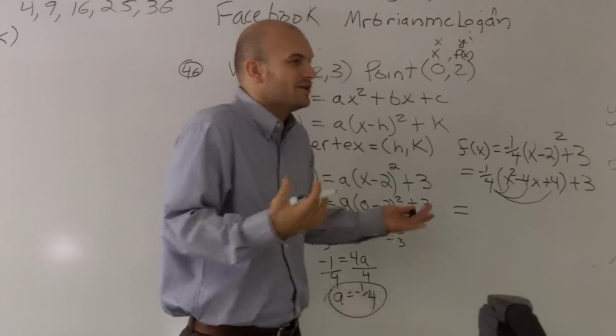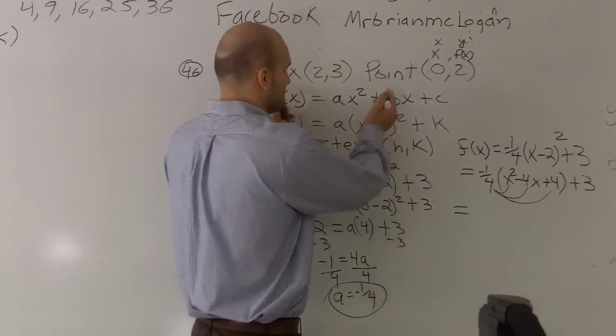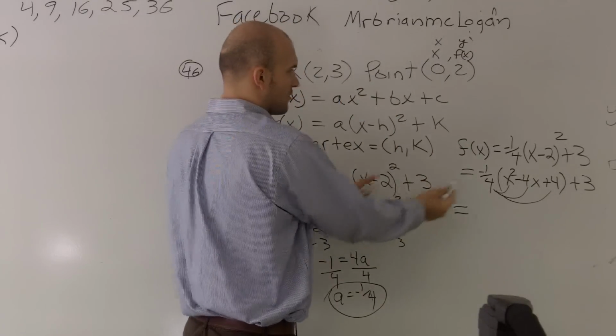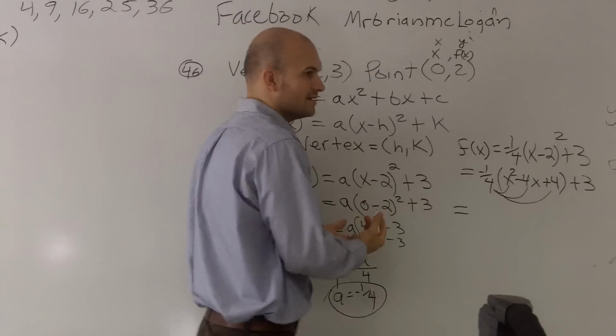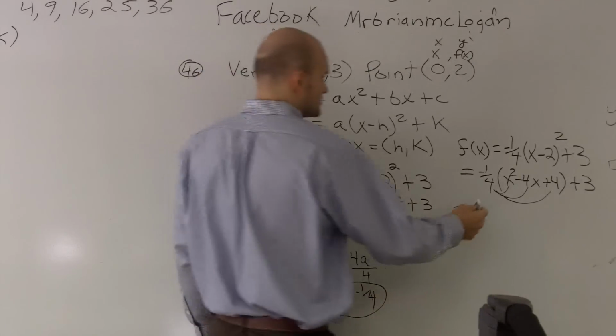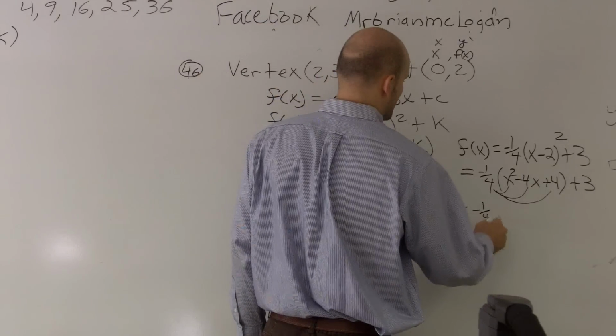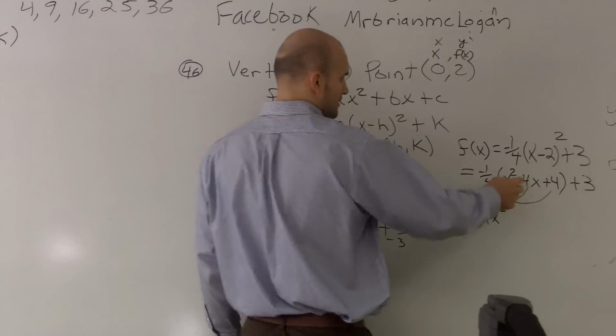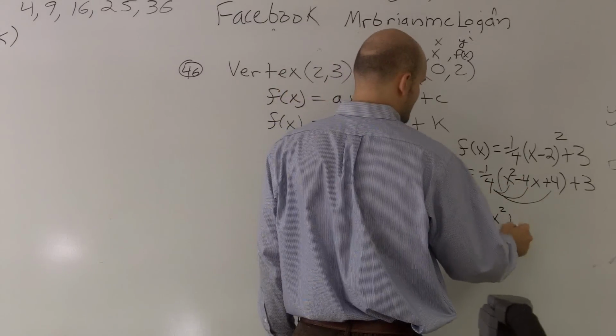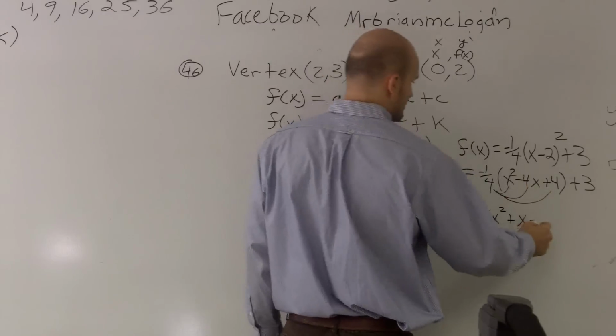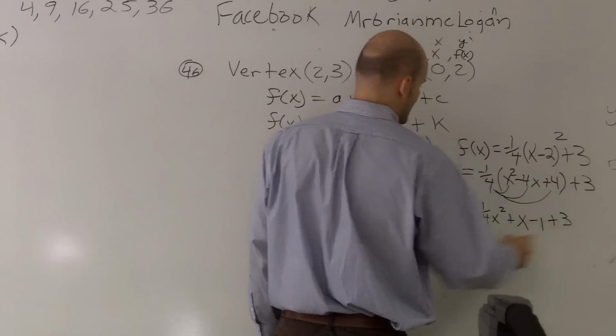But usually there's really no point, but I just want you to see how you go from here to standard form to quadratic form, how they're all related. It's just different forms. So this would be a negative 1/4 x squared. These are now going to cancel out, right? Plus x minus 1 plus 3.